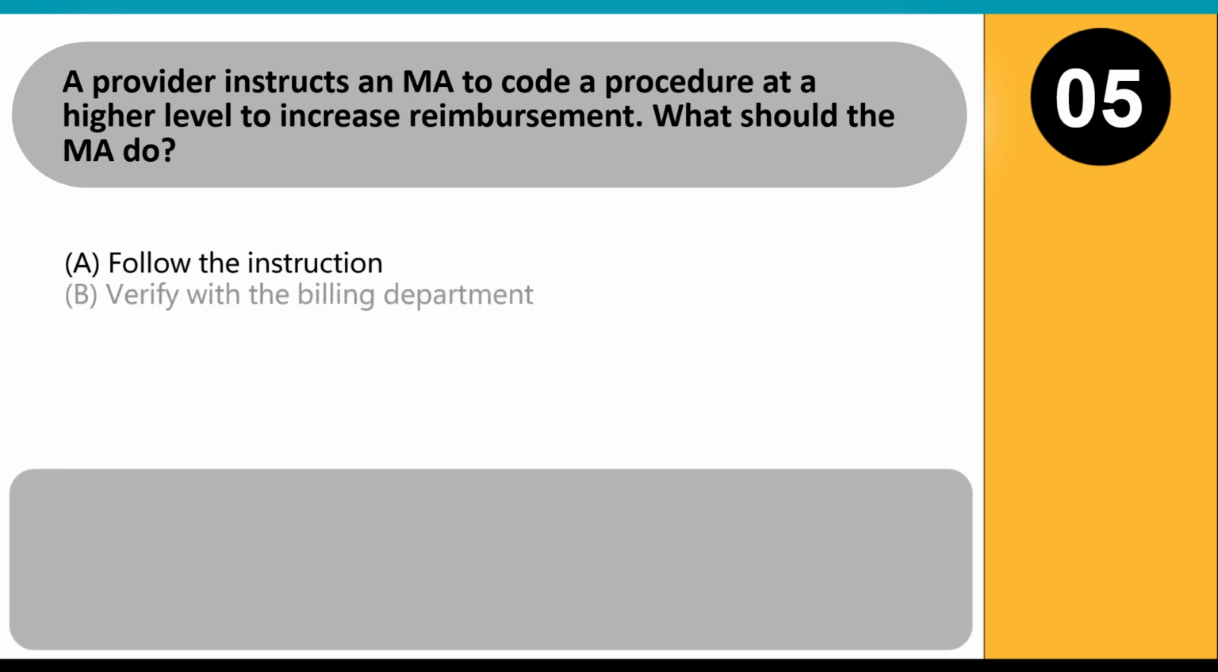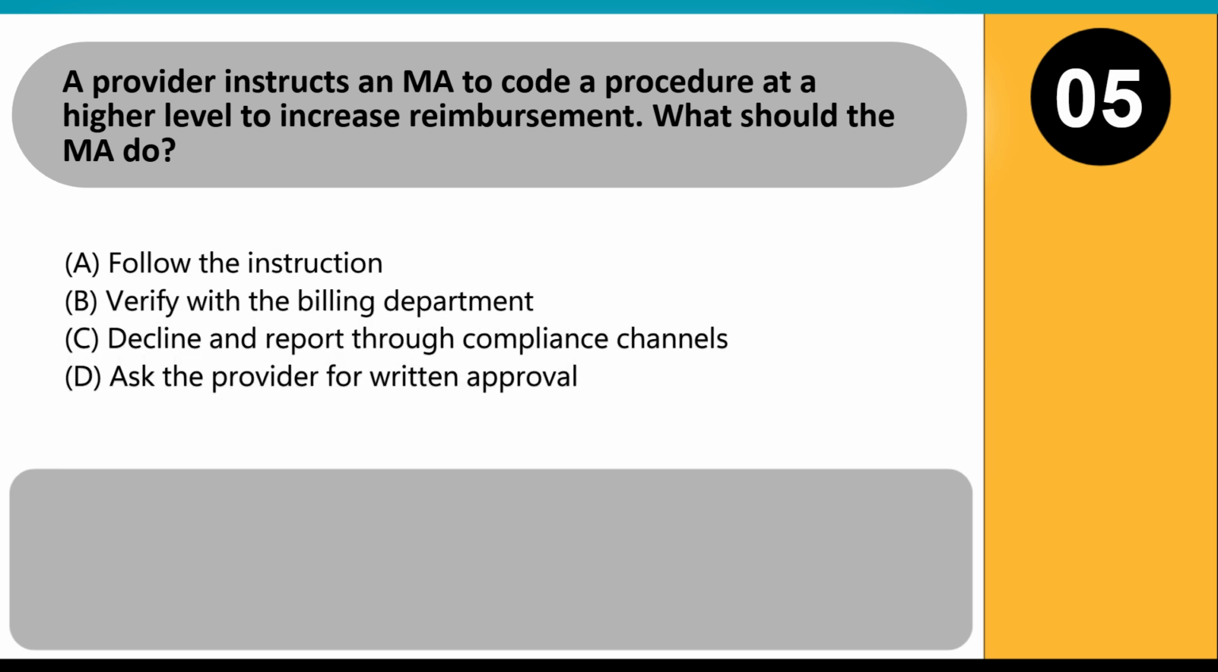A provider instructs an MA to code a procedure at a higher level to increase reimbursement. What should the MA do? A. Follow the instruction. B. Verify with the billing department. C. Decline and report through compliance channels. D. Ask the provider for written approval.